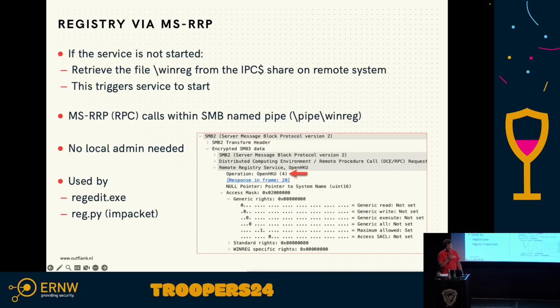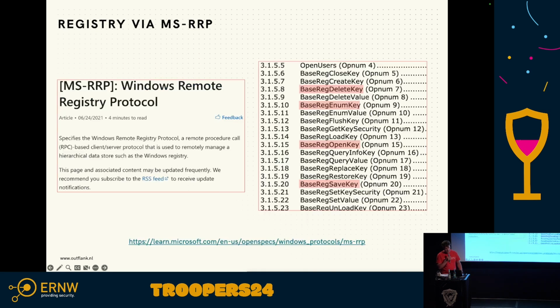So if we start this, we access the IPC$ share, and in there we retrieve the WinReg file, and that will remotely trigger the service to start. And you don't need local admin privilege to do that. Any user can actually start this service remotely, and then we can start interacting with it. This is used, amongst others, in reg.py from Impacket, but it's also built into the registry editor of Windows itself. It's very well documented, so you can see here that there are different functions to open a key, enumerate it, delete it, save it to disk, whatever you want to do.